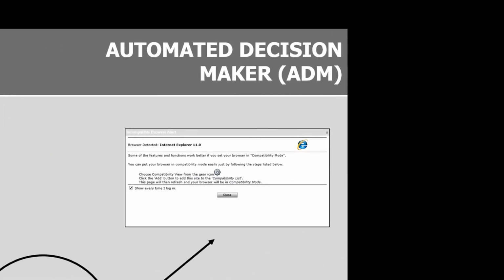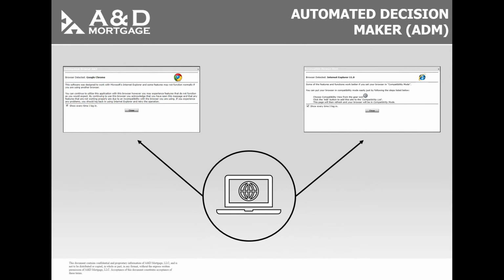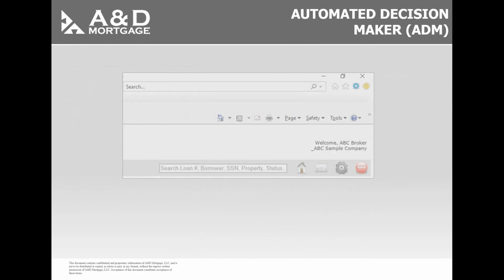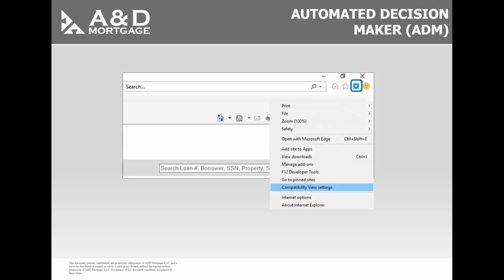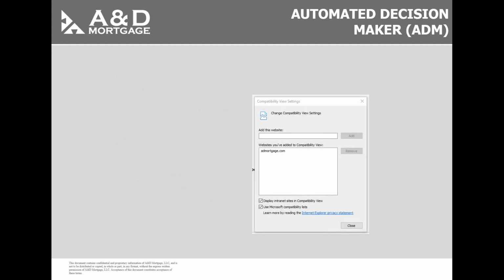The second may come directly from Internet Explorer regarding a compatibility mode issue. This is an easy fix. Simply go to the settings in Internet Explorer and look for compatibility view settings. You'll get the first pop-up that shows admortgage.com. Click on the add button. And once it has been added, at the bottom of this screen, click on close.